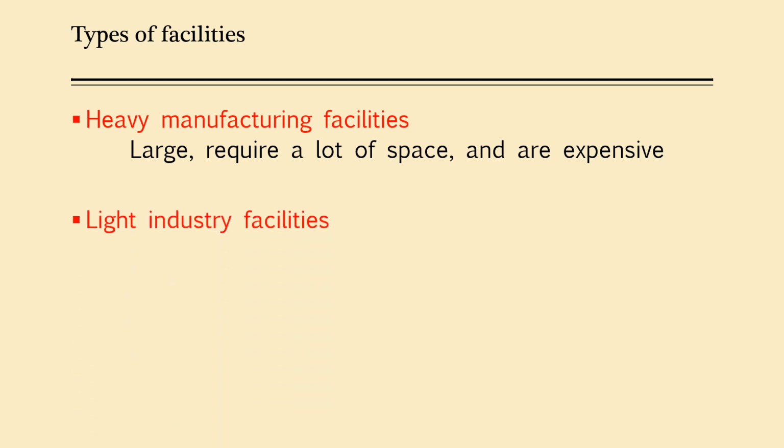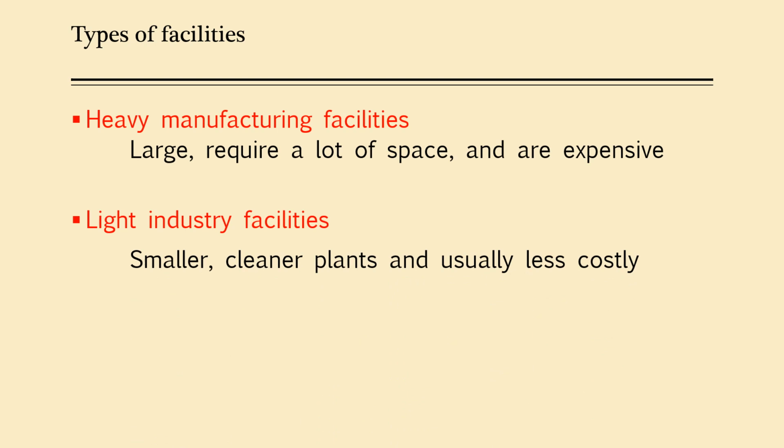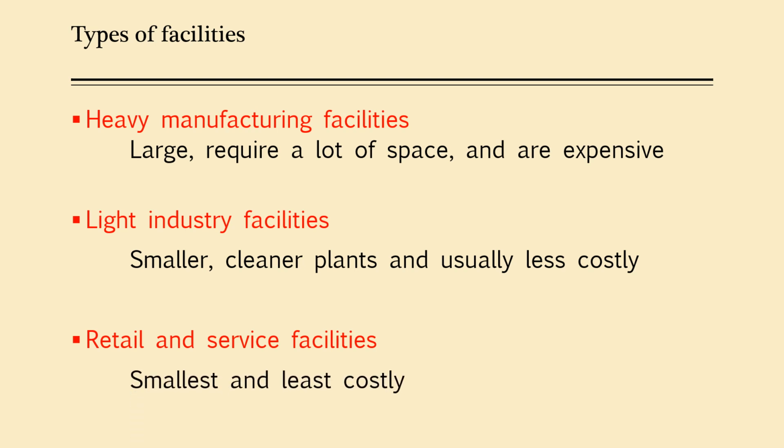The next one is light industry facilities. These facilities require less capital intensive food processing, sometimes textiles, consumer goods, etc. They are quite smaller and it requires cleaner plants, and usually they are less costly. The final one is retail service facilities. These can be service stations, consumer stores, supermarkets, which are quite small compared to the above two and least costly.